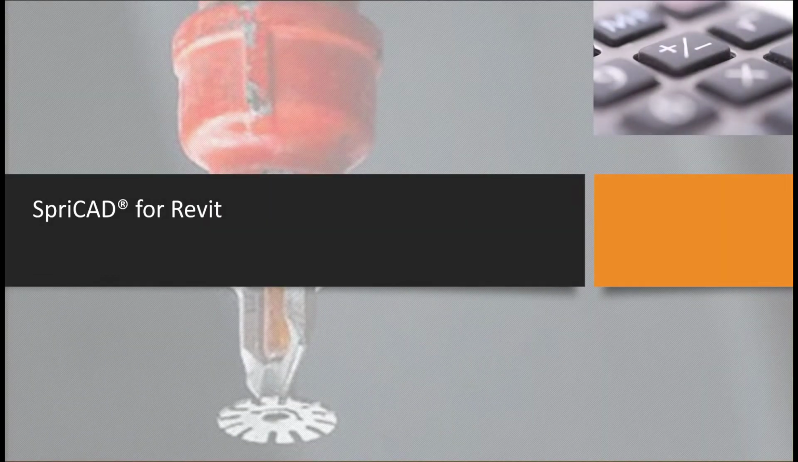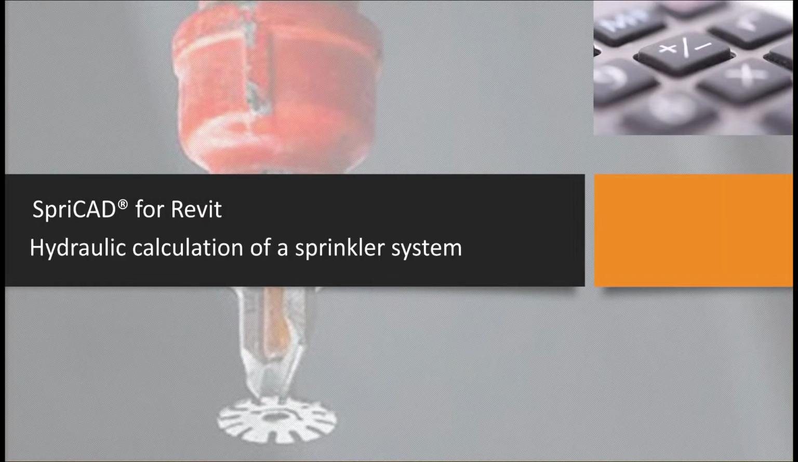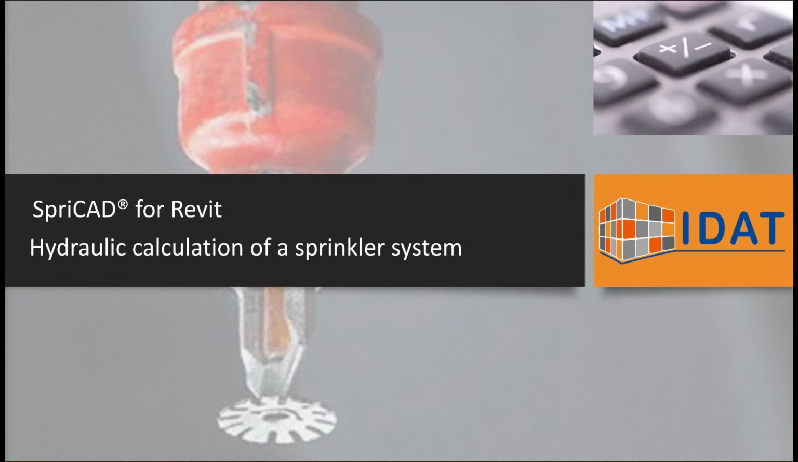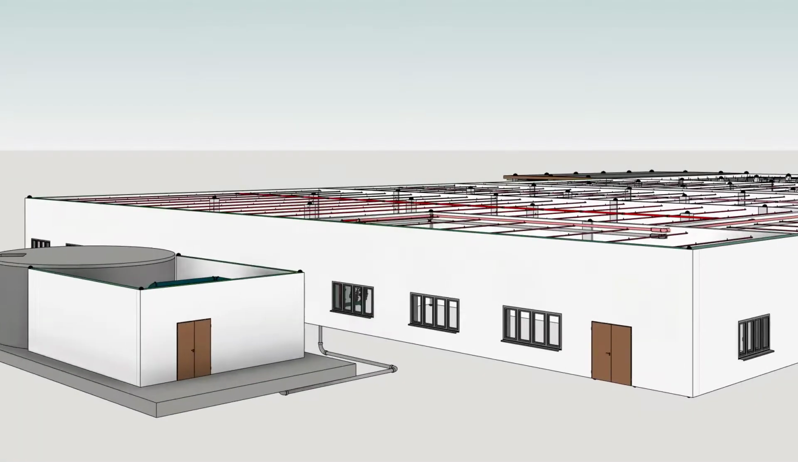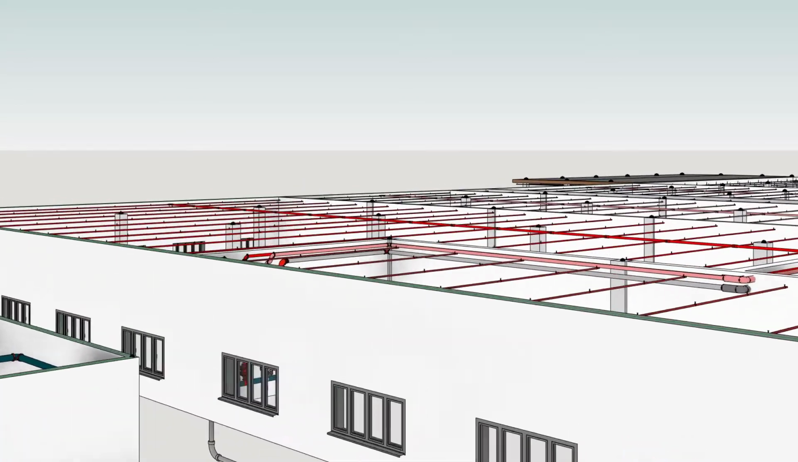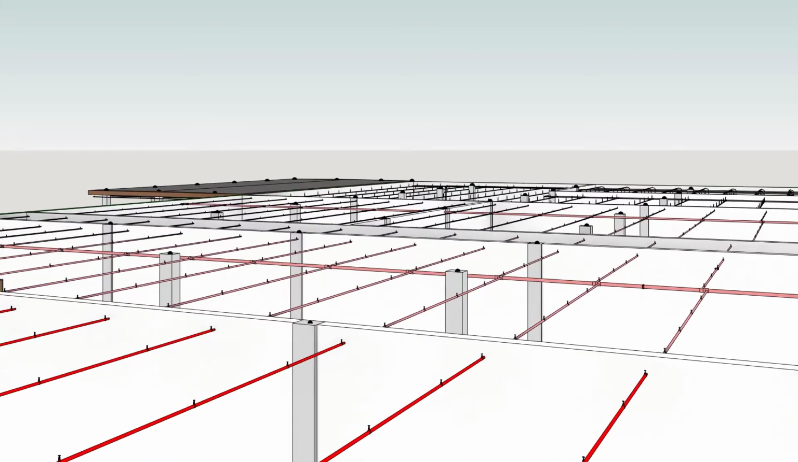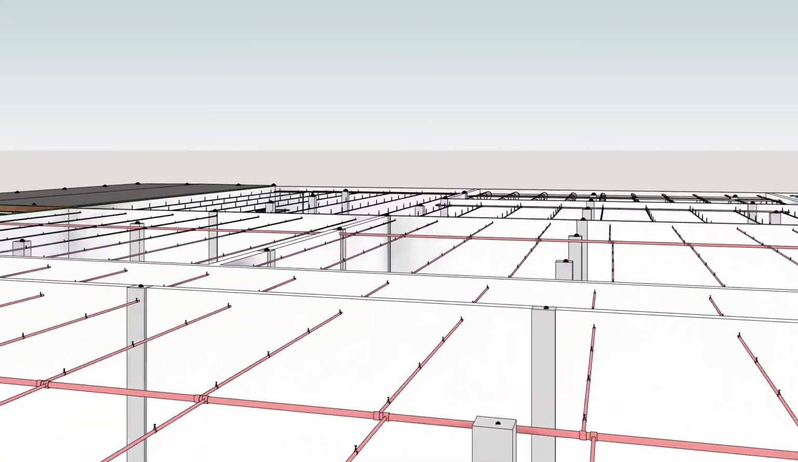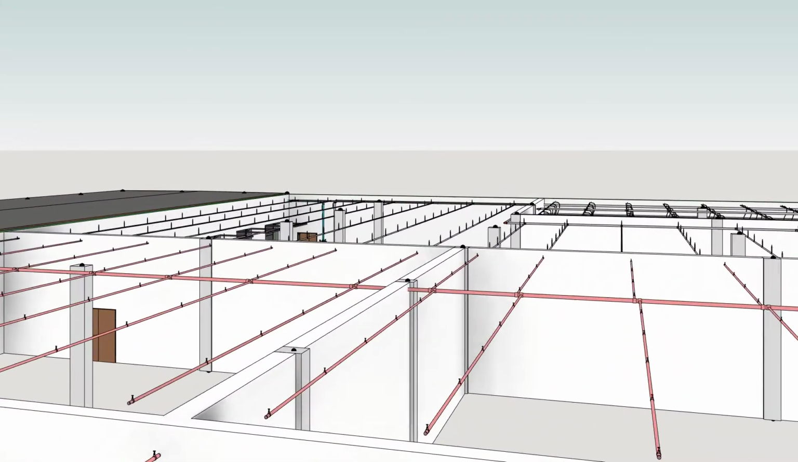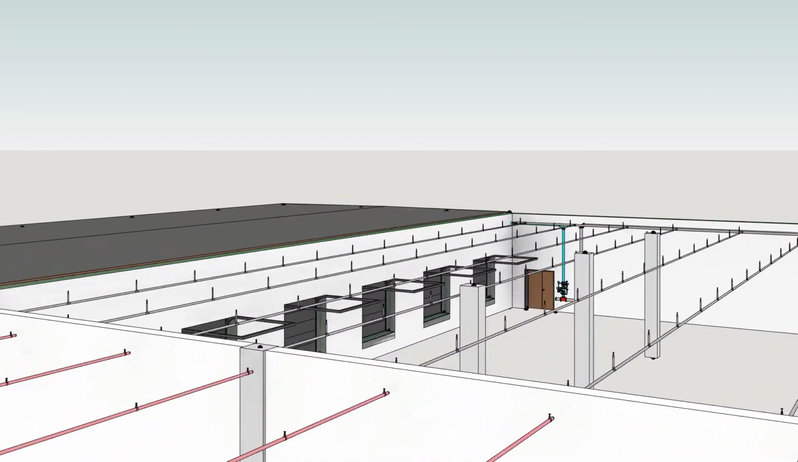SpriCAD for Revit – Hydraulic calculations for your sprinkler system. Create hydraulic calculations for your sprinkler system directly in your Revit model. All the information combined in one model will ultimately speed up the execution of your project, whether for design, installation planning or revision drawing. Open your Revit project.